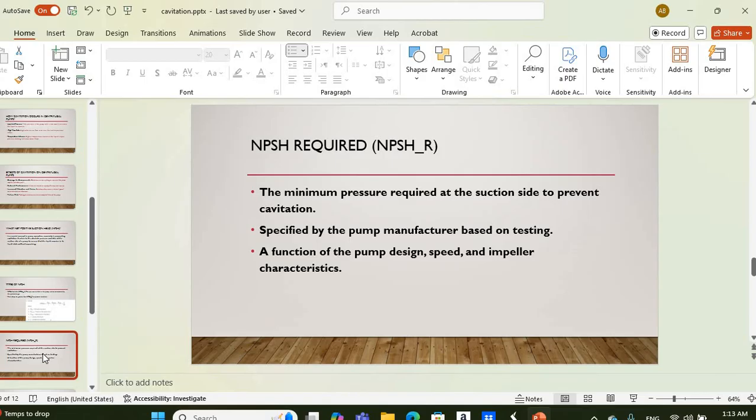It has a curve, and based on the operating condition you know the net positive suction head available by the formula, and you get the required one from the manufacturer. If the available is higher than the net positive suction head required, we can pump, so no vaporization happens. I will get into the curves in the next video to know more. And of course, net positive suction head required is a function of pump design, speed, impeller characteristics and fluid characteristics. It means the pressure required at the suction side to prevent cavitation.